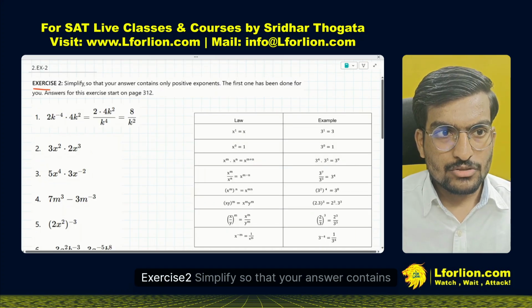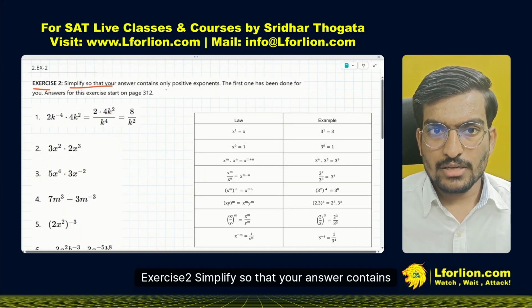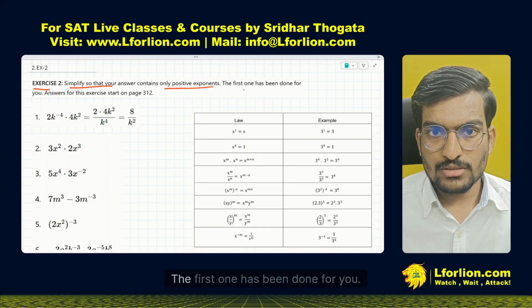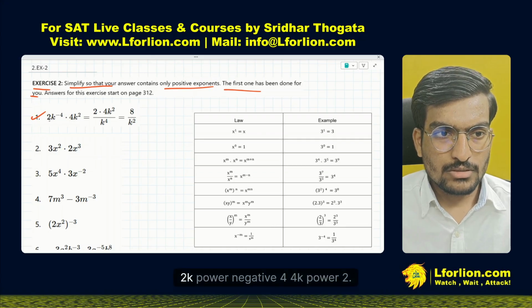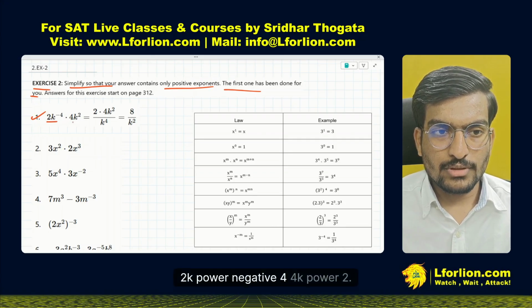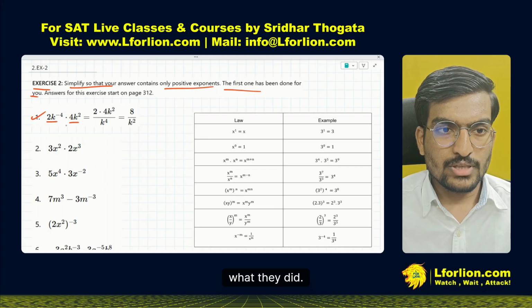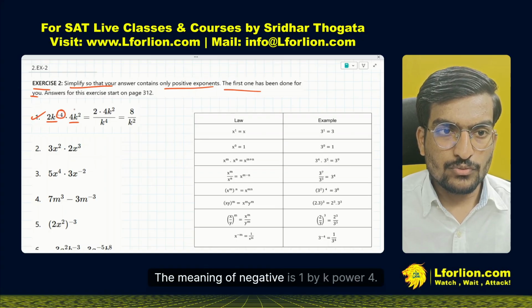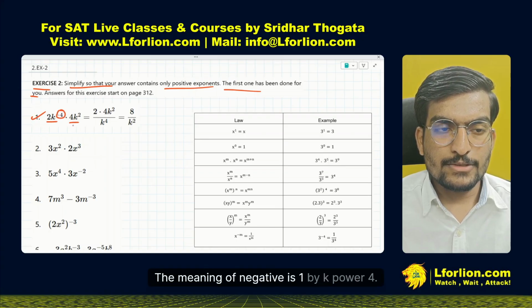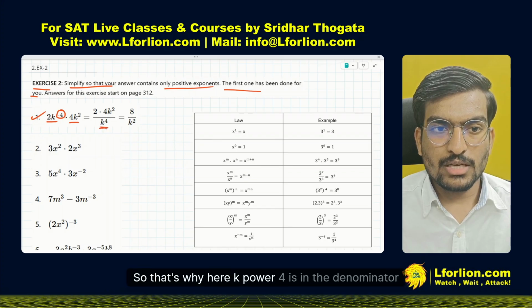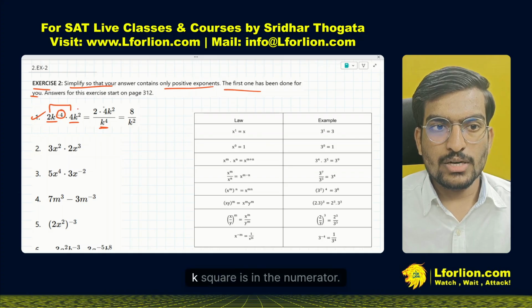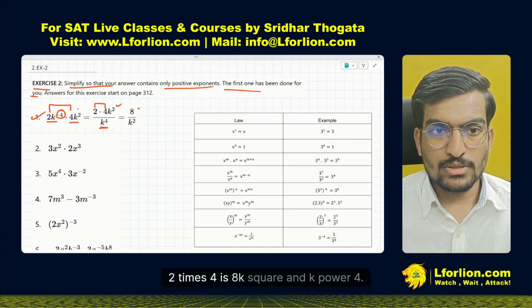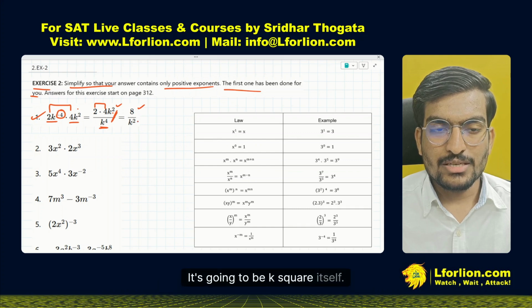Fine. Exercise 2. Simplify so that your answer contains only positive exponents. The first one has been done for you. You can see here the first question, 2k power negative 4 times 4k power 2. What they did: the meaning of negative 4 is 1 by k power 4, so that's why here k power 4 is in the denominator. The rest, 2 times 4 k squared, is in the numerator. 2 times 4 is 8 k squared over k power 4.